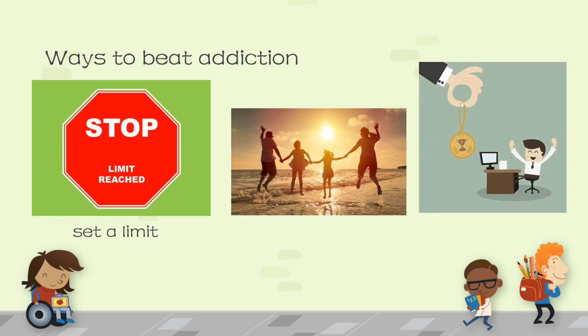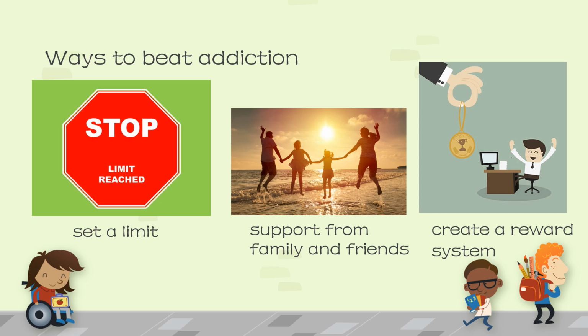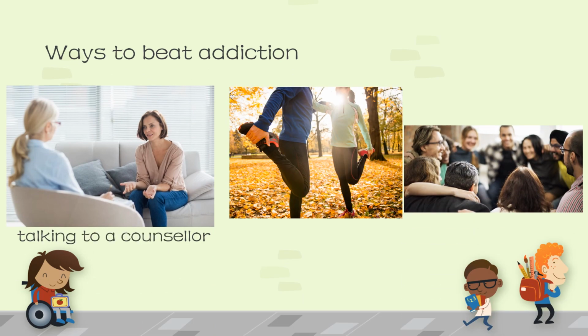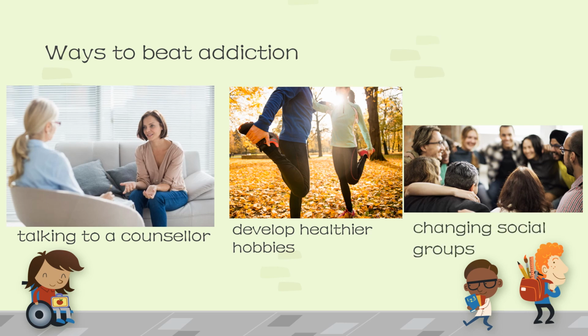The first one is to set a limit. Second one is support from family and friends. The last one is to create a reward system. Number 4, talking to a counselor. Number 5, develop healthier hobbies. Number 6, changing social groups.